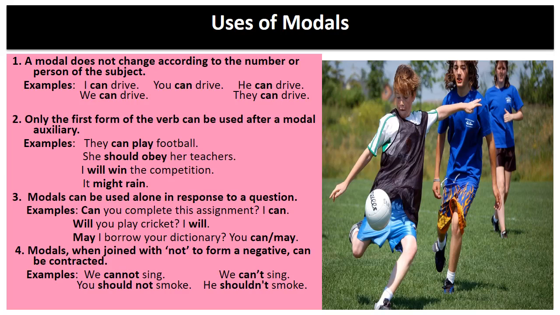It might rain. So here might is the modal verb and rain is the main verb, which is in first form. So students, whenever we are using a modal verb, the first form of the verb should follow. But if after the modal we have used have, then you have to use the third form of the verb.